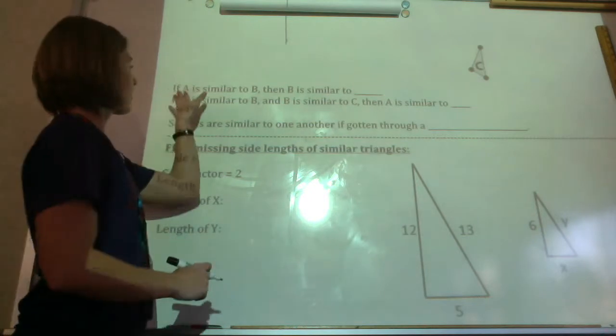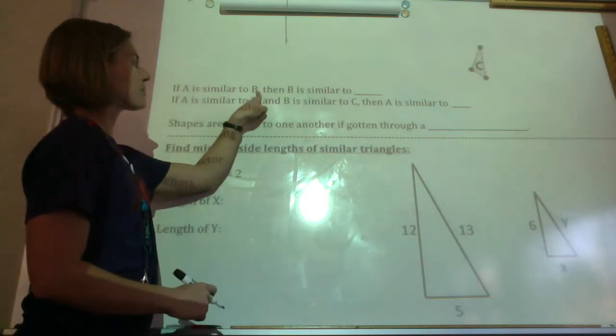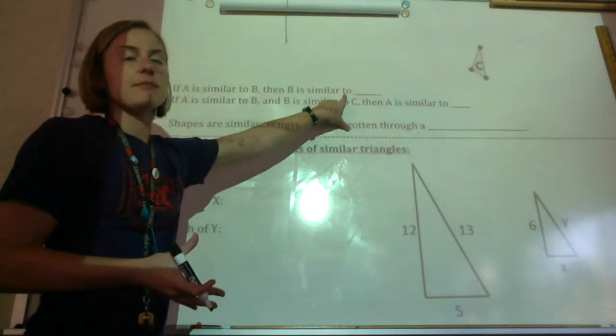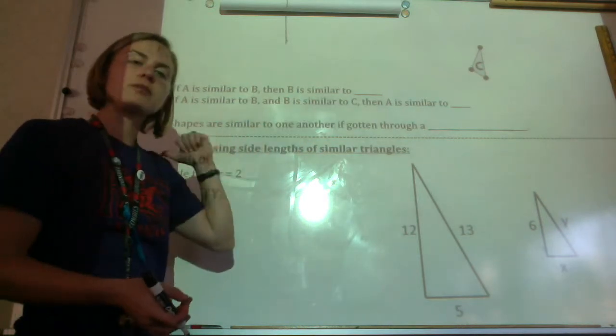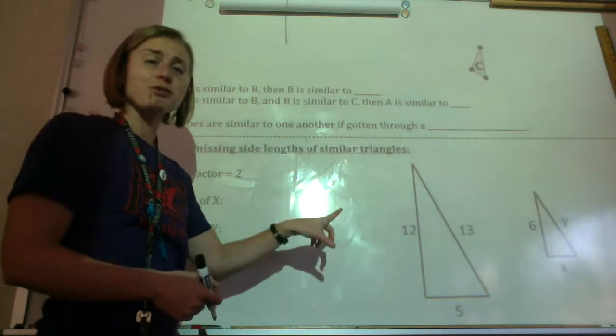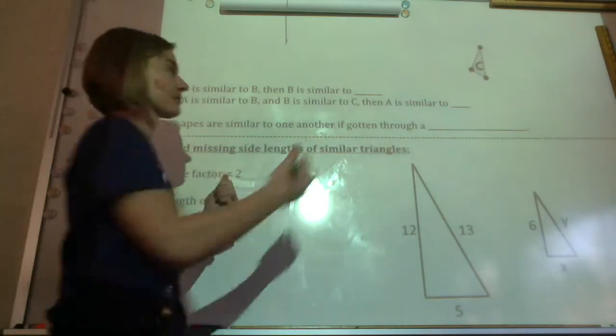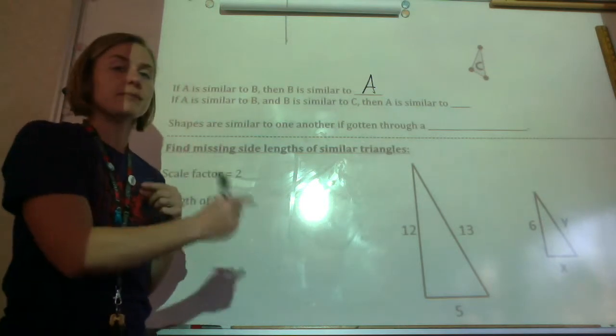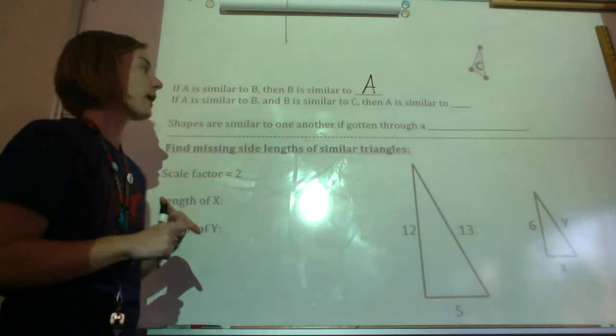All right, here it says if A is similar to B, then B is similar to what? And this is actually a pretty obvious statement. If the shape of A was similar to B, then B is also similar, of course, back to A. So you can go both ways. Obviously, if A is similar to B, then B is going to be similar to A.